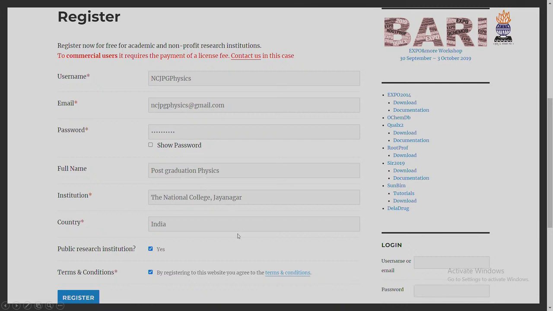Sir, about the email ID, you have a question whether we can use our college ID or a personal ID. Please use your personal IDs. For the professors, I'm telling you, please use your personal IDs.